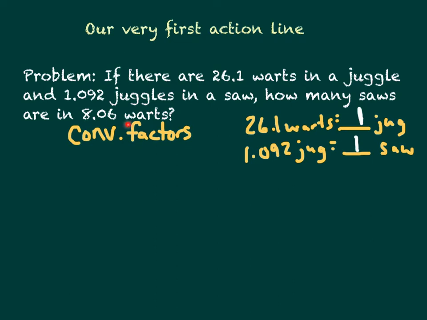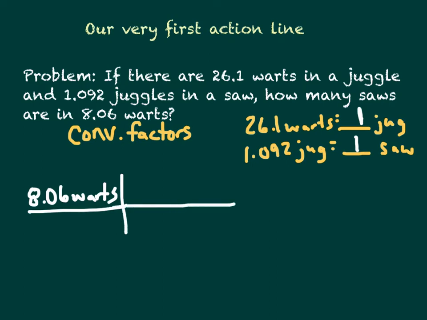And this is what we're given in the problem. This is our starting. We have 8.06 warts. These are all conversion factors, the other things. And we want to end up with how many saws there are. So we're going to make our first action lines. We start with what we're given, which is 8.06 warts. And then we do our action line, we underline it.